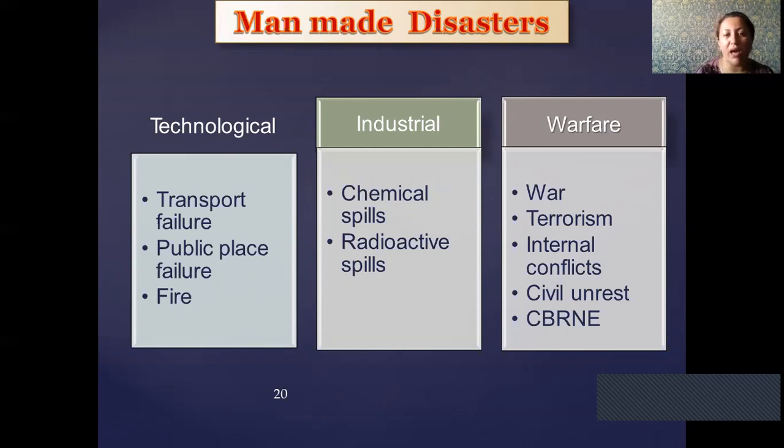For the industrial, we have chemical spills and also radioactive spills, which can be very harmful for human life because of the gas fumes, maybe of transportation, maybe from other factories, such kind of smokes can also be very harmful and dangerous for humans' life. And the last one is about war. War, terrorism, internal conflict, civil unrest can be included in war because all of them are made by human people. Therefore, it is called man-made disaster.